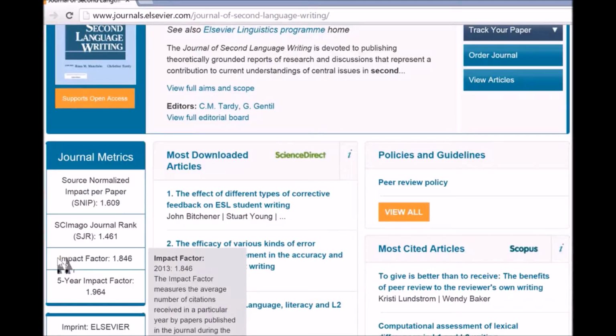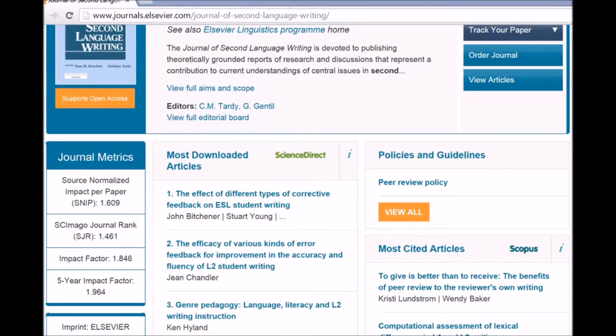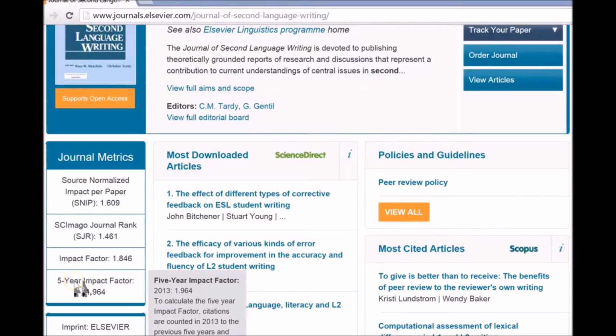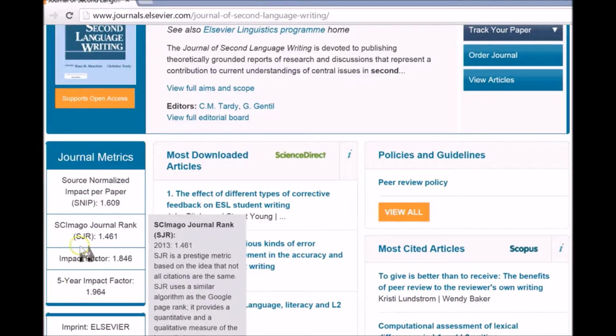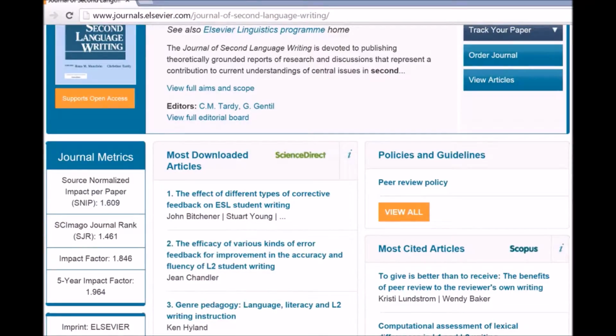It doesn't make much sense across disciplines. The 5-year impact factor, which is a little higher, shows the number over a longer period of time. Those are fairly good numbers. There is another number that uses a somewhat different algorithm. So there are a number of numbers, and then what you would do is compare this number to the numbers of other journals.